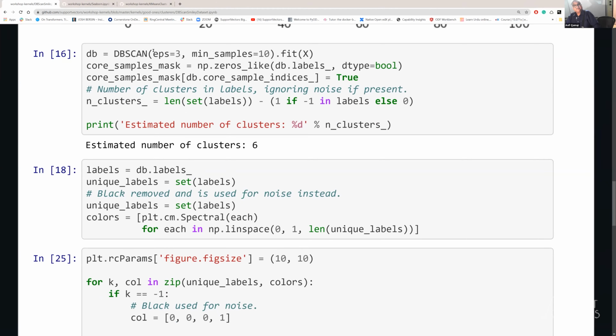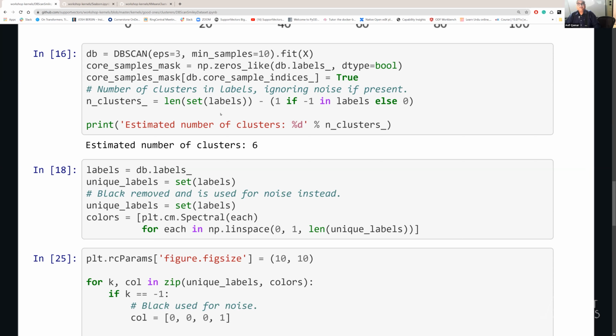DBSCAN, do you notice this line? You have to choose epsilon and the minimum number of points. These are the two hyperparameters in the model. How do you choose them? That's a problem, as we mentioned. You have to guess and choose and see which of them gives you the best clustering.